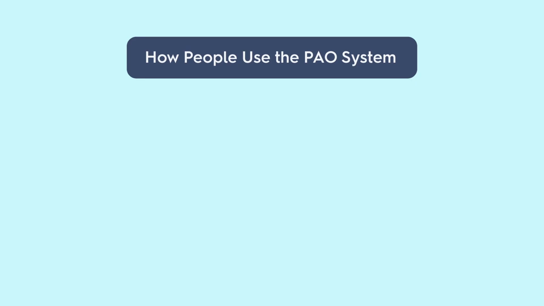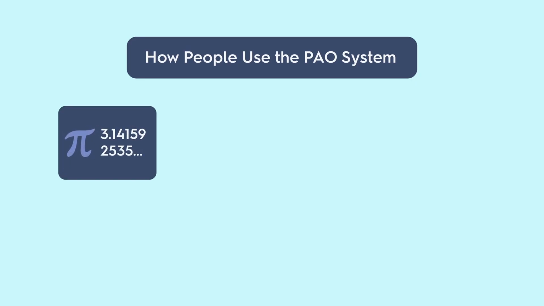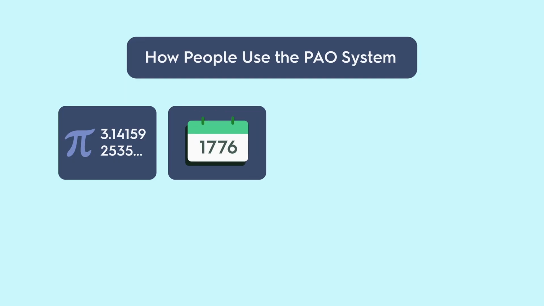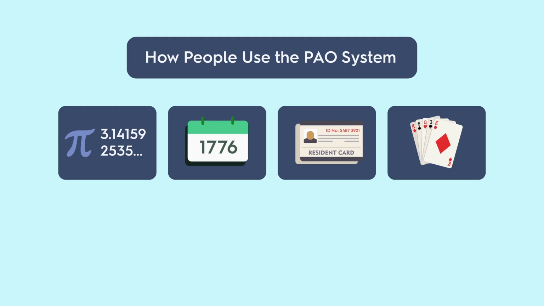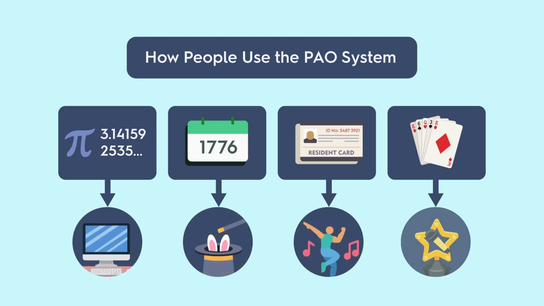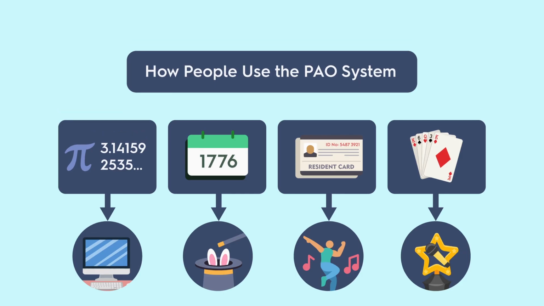People use PAO systems to memorize information, such as the digits of pi, historical dates, long identification numbers, or even decks of cards in competitions. Instead of trying to remember random digits directly, they remember vivid scenes assigned to those digits. The PAO system, having three components, usually works best when we divide large numbers into chunks of 3 digits.